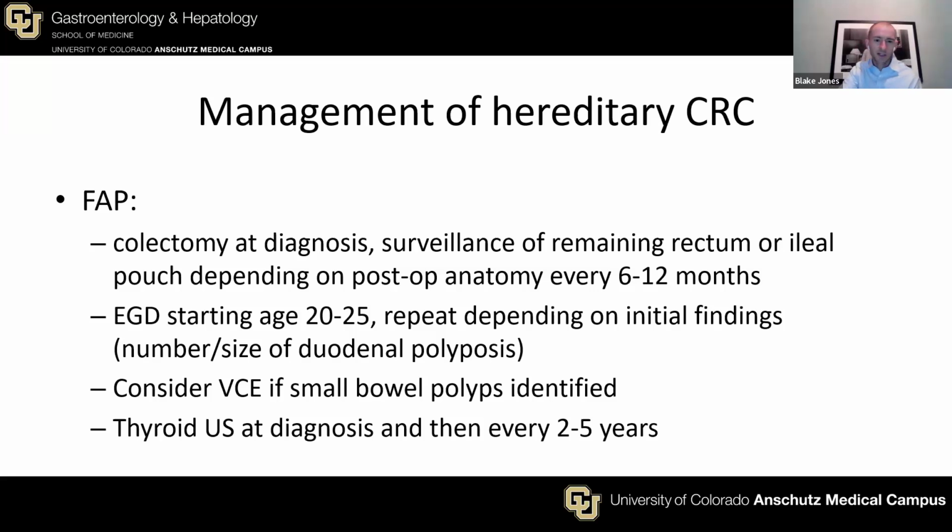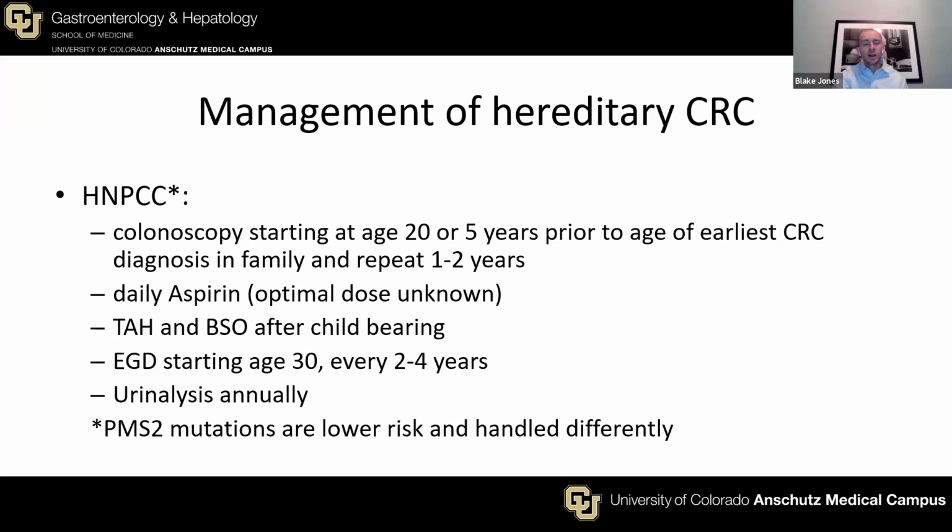Most of these patients will get a video capsule endoscopy at least once just to look for a large small bowel polyp burden. And then they should be screened for thyroid cancer as well with an ultrasound every 2 to 5 years. Management of Lynch syndrome: colonoscopy starting at age 20 or 5 years prior to the age of earliest colorectal cancer diagnosis in their family, and then they should repeat every 1 to 2 years depending on the number of polyps they have, or if they're found to have dysplasia or anything like that.